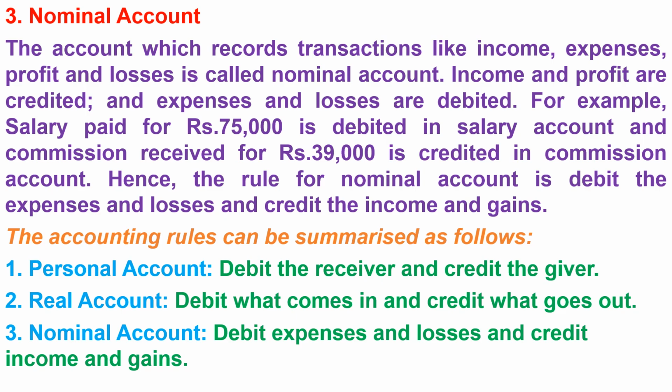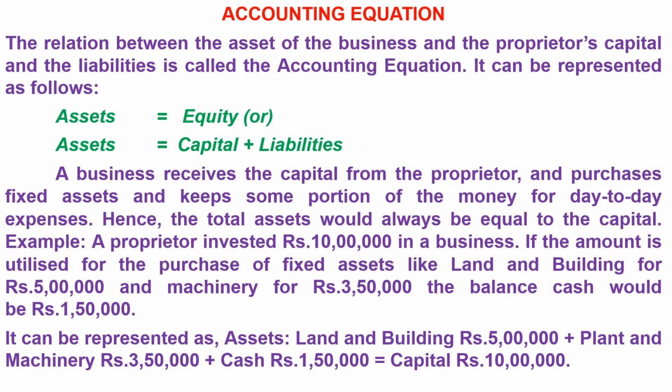The accounting rules can be summarized as follows. 1. Personal account. Debit the receiver and credit the giver. 2. Real account. Debit what comes in and credit what goes out. 3. Nominal account. Debit expenses and losses and credit income and gains. Accounting equation. The relation between the asset of the business and the proprietor's capital and the liabilities is called the accounting equation. It can be represented as follows.